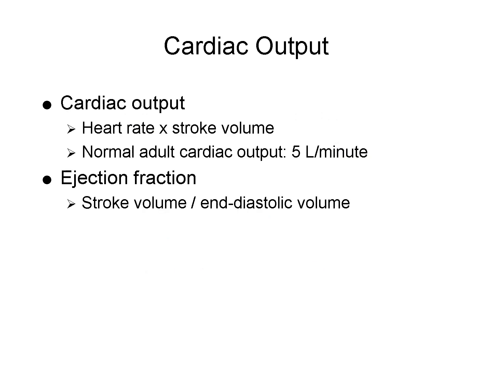Cardiac output is the volume of blood the heart pumps per minute, calculated by multiplying heart rate and stroke volume. In a healthy adult, this is about 5 liters per minute. Ejection fraction, the percentage of blood ejected from the ventricle per beat, is another key measure of heart performance. Efficient cardiac output ensures adequate tissue perfusion.